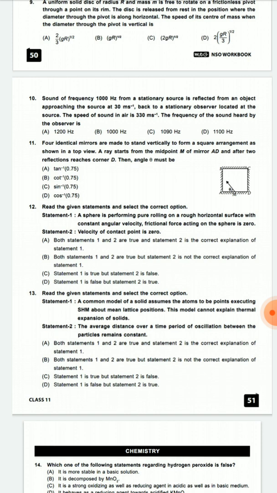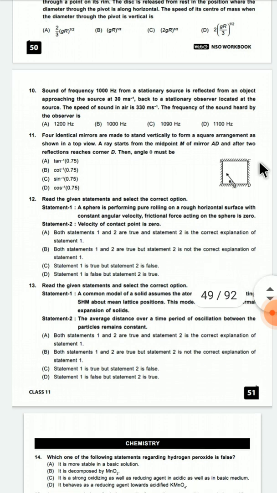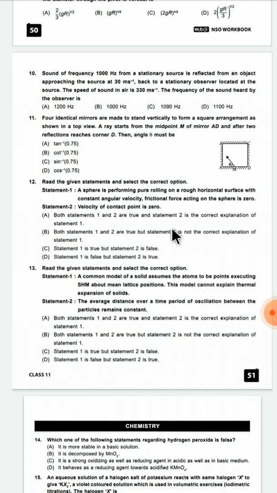Statements 1 and 2 are both true for a sphere performing pure rolling on the rough surface with the frictional force as 0, because whenever there is pure rolling, we need to know that the friction is always 0 for a sphere. So it is true. And the velocity of the contact point will also be 0. So option B will be the answer. Both statements 1 and 2 are true, but statement 2 is not the correct explanation of statement 1. Come to the next question, number 13.